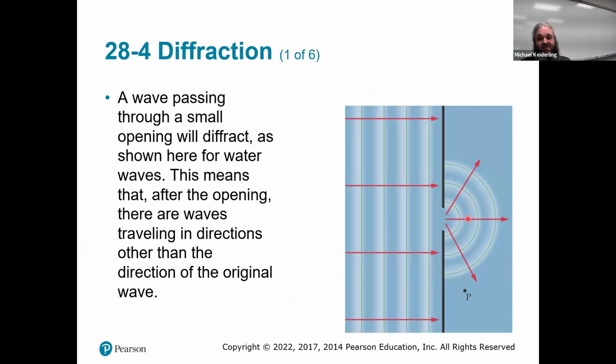And a lot of these effects are related to the concept of diffraction, where if you have a wave that passes through a small opening, it will diffract and spread out. That means after the opening, there are waves traveling in directions other than the direction of the original wave. It bends around the opening. And diffraction is stronger the smaller the opening is compared to the wavelength.